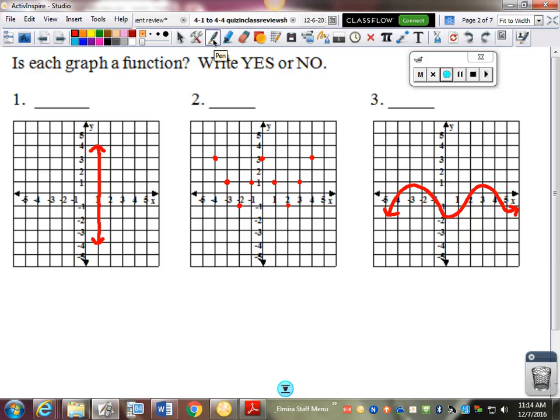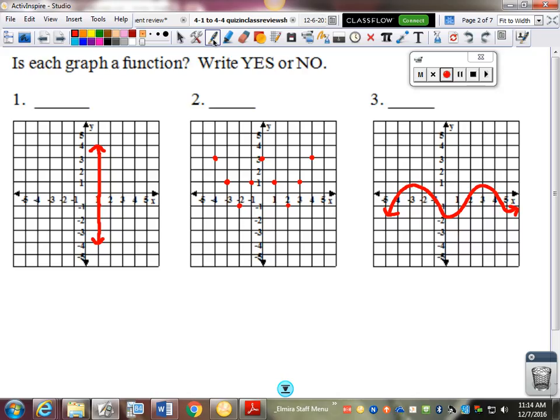Okay, so you're being asked on the first several problems to determine if data presented in multiple ways, whether it's a graph or a list of coordinate points or a table or whatever, tell me whether it's a function or not. If it's a graph, then we're looking to see if the graph passes the vertical line test.